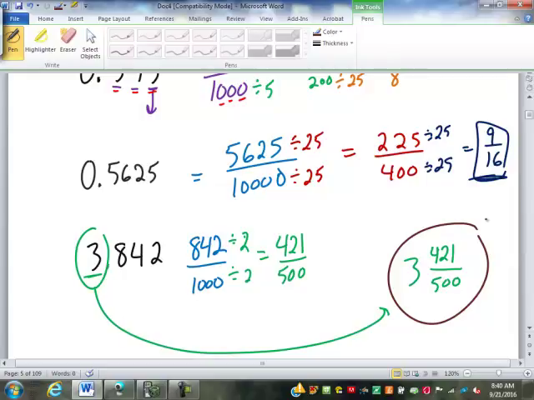So you just have to leave the whole number. The biggest mistake I'll see people make is they'll leave off the whole number after they create the fraction.